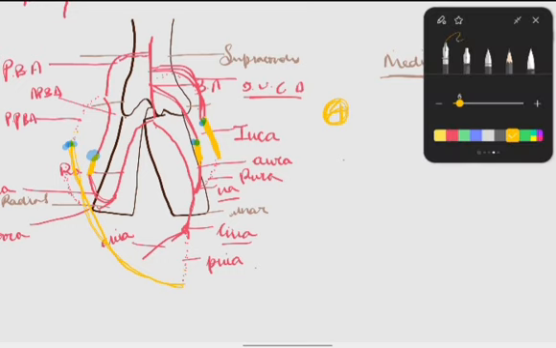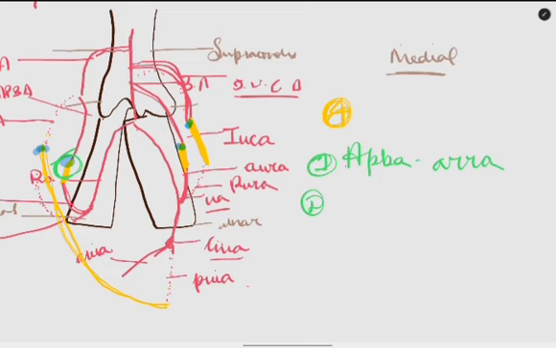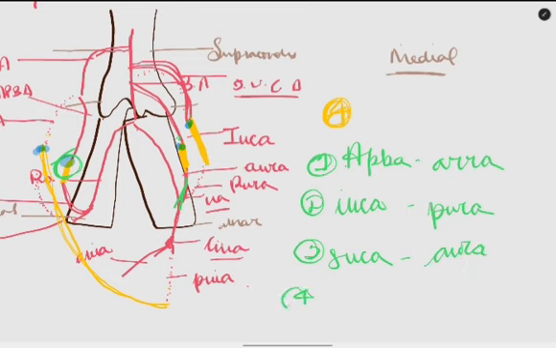Now I'm going to name the anastomoses, so make sure you see them. The first one is between the anterior profunda brachial artery and the anterior radial recurrent artery. So this is the first anastomosis. The second anastomosis is between the inferior ulnar collateral artery and the posterior ulnar recurrent artery. The third one is the superior ulnar collateral artery and the anterior ulnar recurrent artery. And the fourth anastomosis, going from the medial side to the lateral side, is the posterior ulnar interosseous artery and the posterior profunda brachial artery.